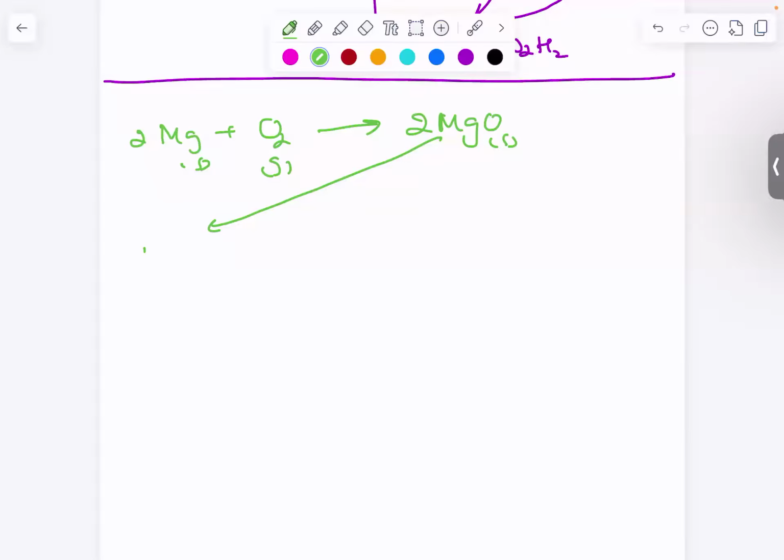Now, when this magnesium oxide is dissolved in water, then it is less basic. This is very important what I'm telling you. Magnesium oxide is less basic than sodium oxide and Na2O, right? Why is this so? Because when magnesium oxide is dissolved in water, it is sparingly soluble in water.